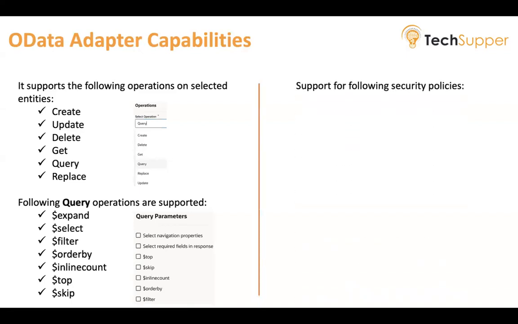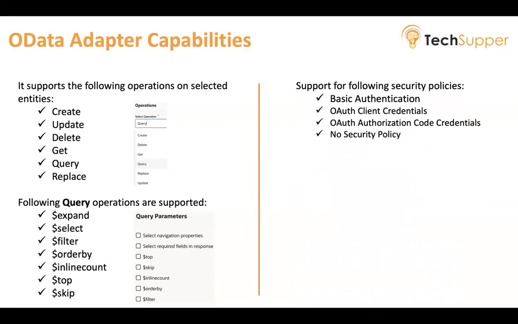When you use the adapter, it supports the following security policies. You can use basic authentication, OAuth client credentials, or OAuth authorization code credential. And if the OData API is not secured, you can use the no security policy also.